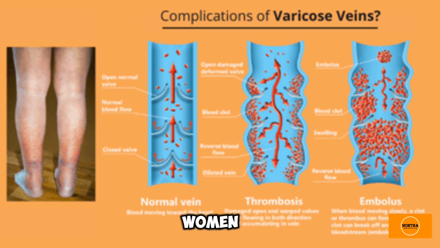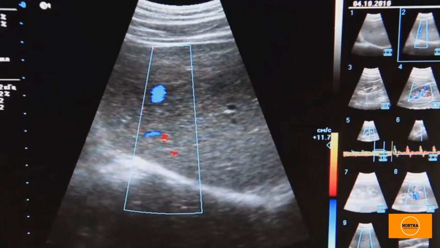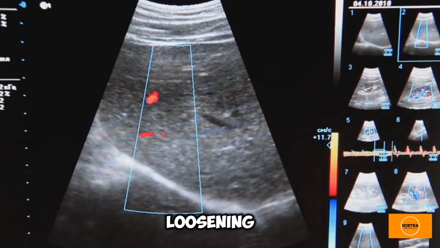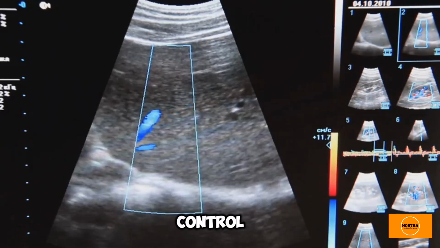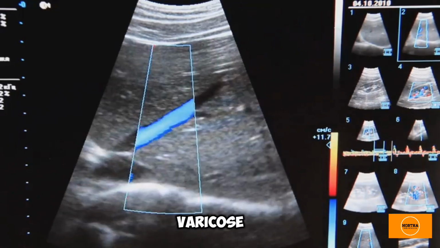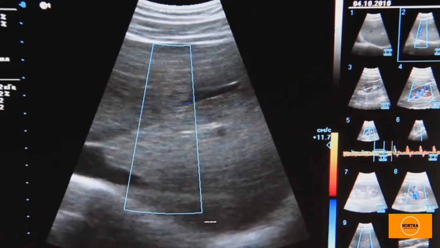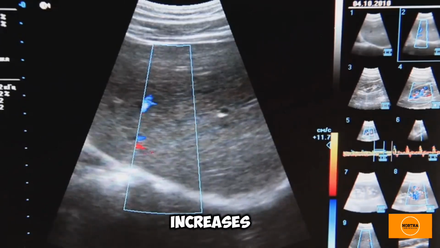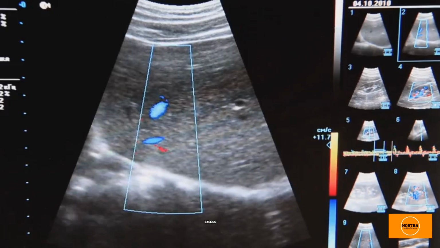2. Gender. Women are more prone to varicose veins than men. Hormonal changes during pregnancy, in the premenstrual period, and in the menopausal period can be provoking factors for this. Female hormones tend to cause loosening of the vein walls, and taking hormone replacement or birth control pills may increase the risk of varicose veins. 3. Genetic factors. The likelihood of varicose veins increases in those whose relatives suffer from them. 4. Excess obesity.